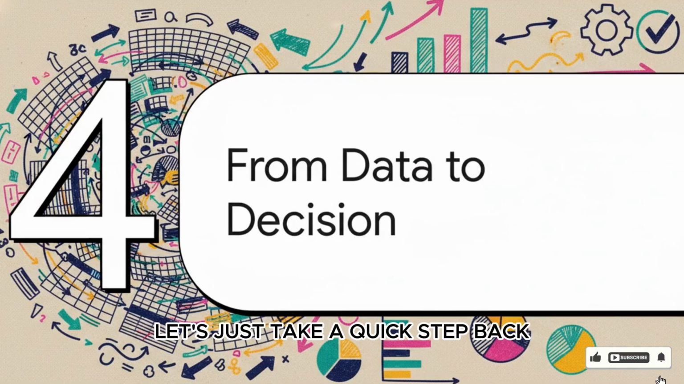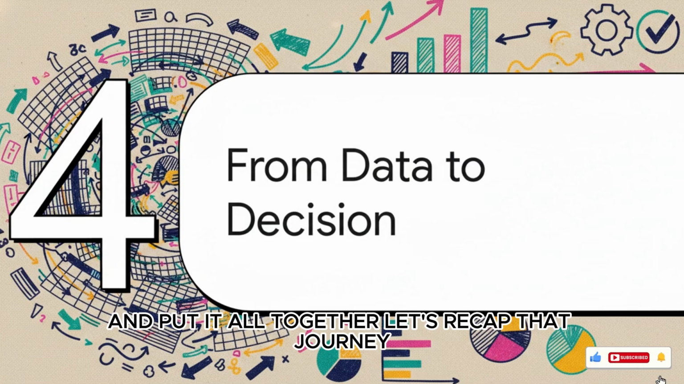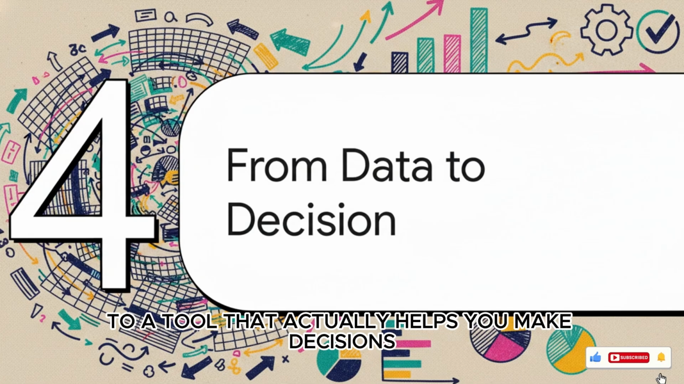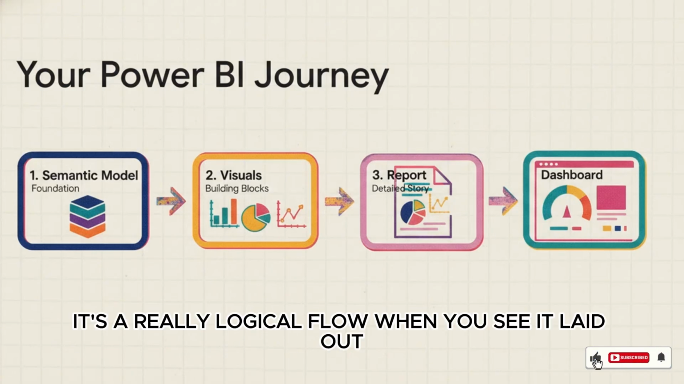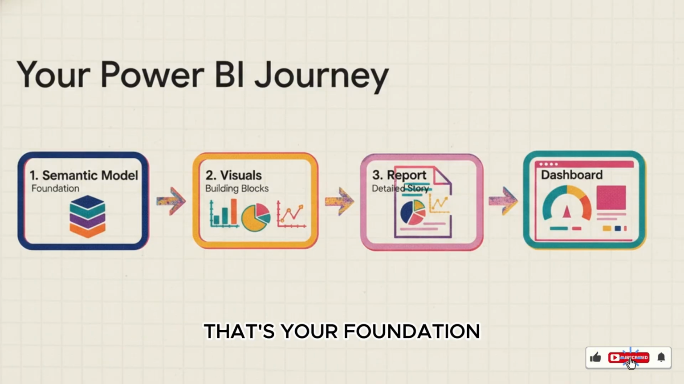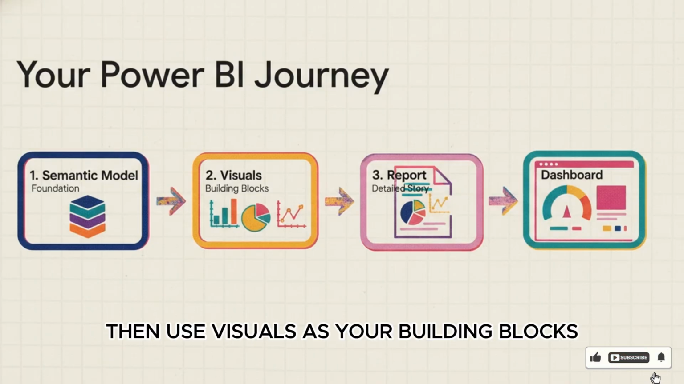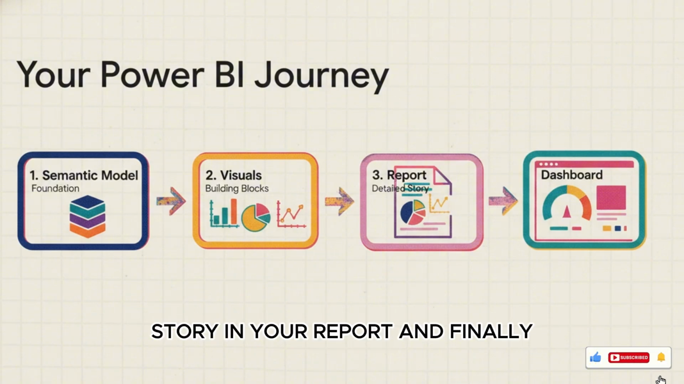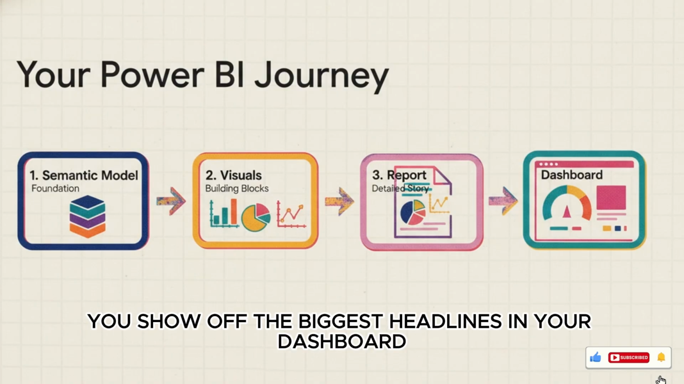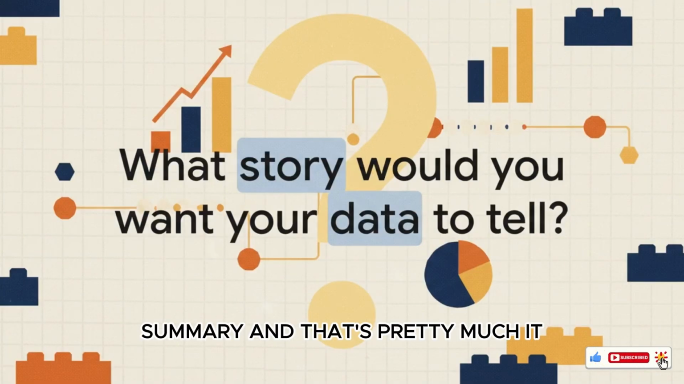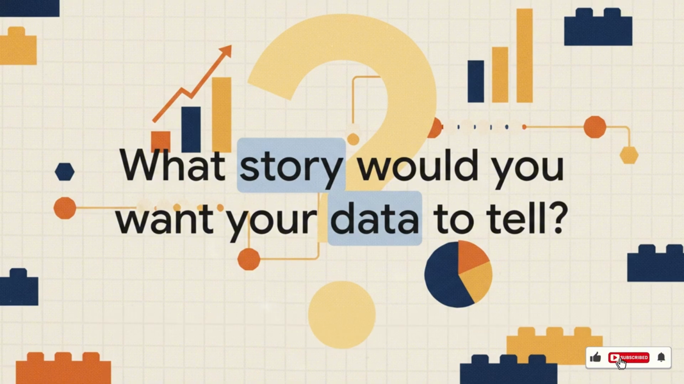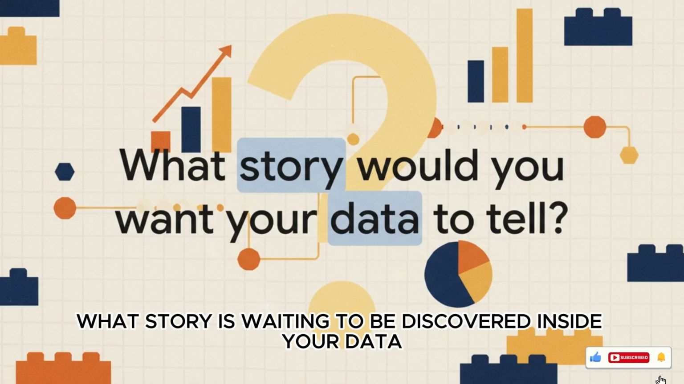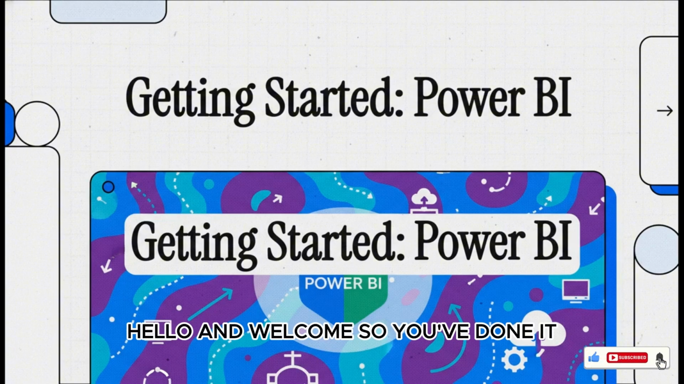So let's just take a quick step back and put it all together. Let's recap that journey, from that confusing wall of numbers to a tool that actually helps you make decisions. It's a really logical flow when you see it laid out, isn't it? You start with your semantic model, that's your foundation. Then use visuals as your building blocks. You put those blocks together to build a detailed story in your report. And finally, you show off the biggest headlines in your dashboard summary. And that's pretty much it. It really is just about putting a few simple, powerful building blocks together in the right order. So now that you know the basics, the real question is, what story is waiting to be discovered inside your data?